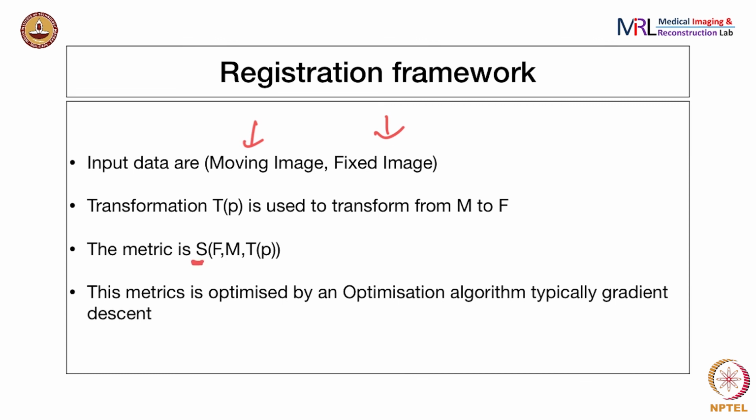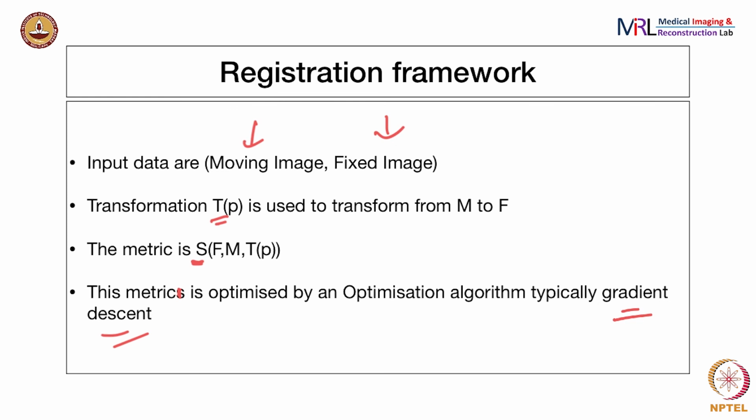The transformation typically is referred to as T. P is the parameters of the transformation. And then you have the metric. Sorry, again, spelling mistake. This metric is optimized by some optimization algorithm. Typically, gradient descent works very well for some of these problems. So use gradient descent to update the parameters in order to minimize or maximize this metric. So this is the typical registration framework. Most, in fact, all registrations will follow this in some form or the other.